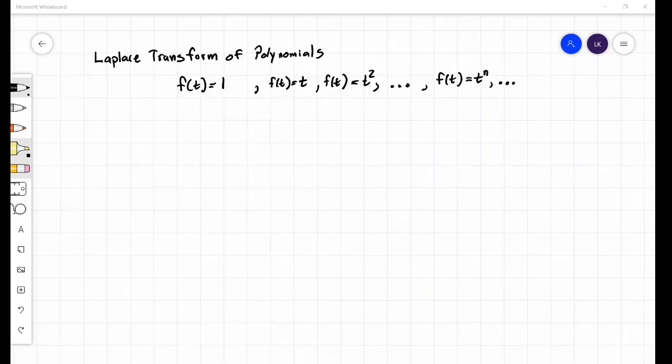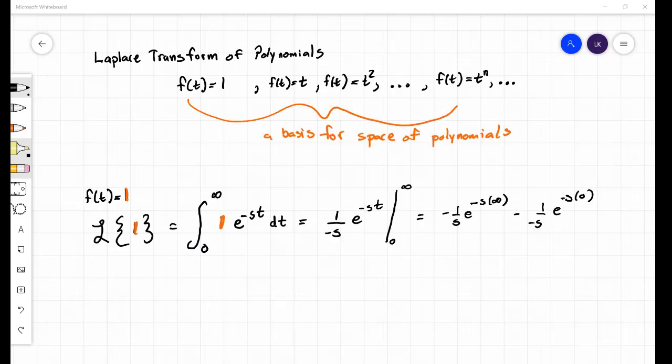Let's first look at the Laplace transforms of polynomials. And towards that end, we want to know how to find the Laplace transform of a basis for the space of polynomials. Let's start with the Laplace transform of a constant function, so f of t equals 1.